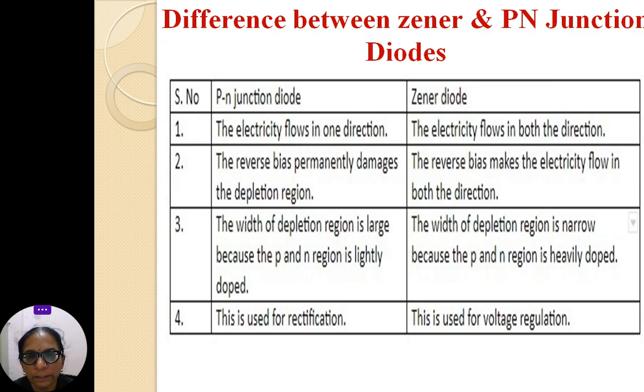These are certain differences between the Zener diode and the PN junction diode. When it is a PN junction diode, the electricity flows in one direction. In the case of Zener diode, the electricity flows in both directions. In the case of PN junction diode, reverse bias permanently damages the depletion region, and in the case of Zener, the reverse bias breaks the electricity flow in both directions. The width of the depletion region is large in the PN junction diode because the P and N regions are slightly doped, and the width of the depletion region is narrow in the case of Zener diode. The PN junction diode is used for rectification, and the Zener diode is used for voltage regulation.